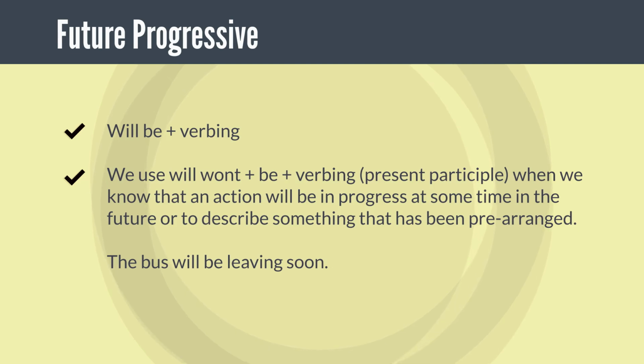Future progressive, will be plus verb-ing. We use will plus be plus verb-ing, the present participle, when we know that an action will be in progress at some time in the future or to describe something that has been prearranged. The bus will be leaving soon.